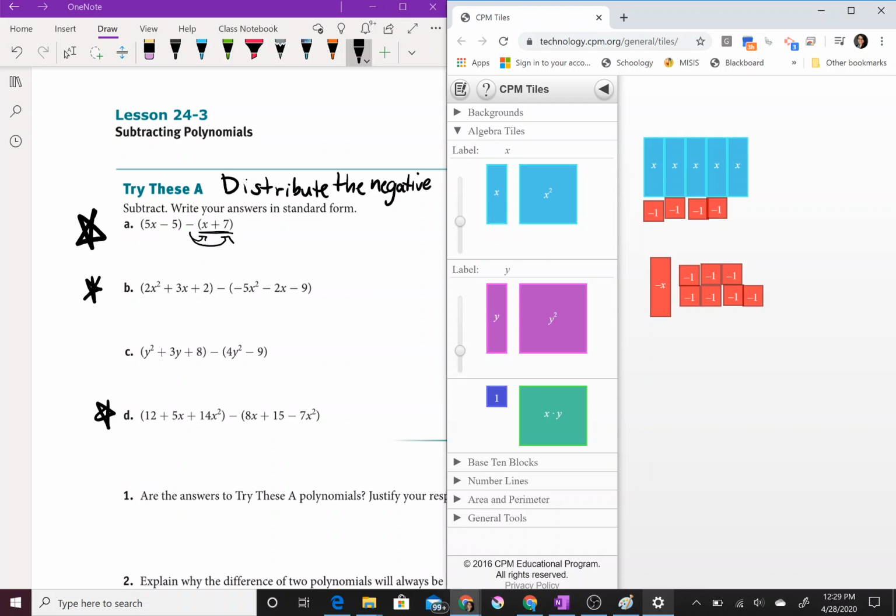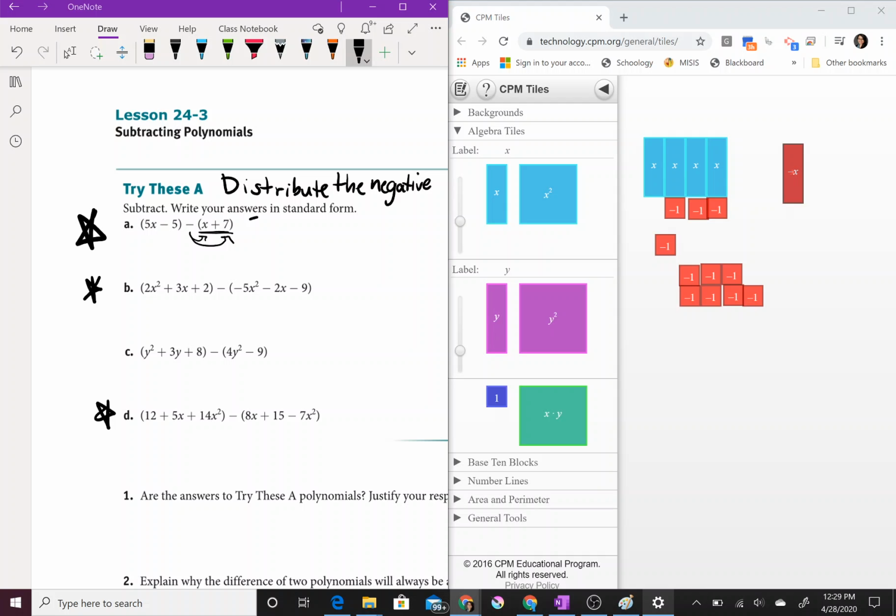So I have the 5x and I have a negative x. That means that these are going to be making 0. So all I have left is 4x. And then these negative tiles, they're all negative, so they're going to be all combined together. That's going to make negative 12. So it will be equal to 4x minus 12.